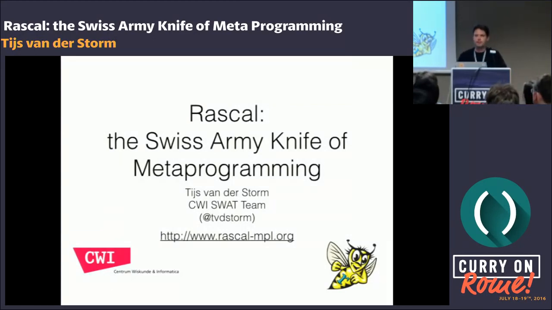My name is Tijs van der Storm. I'm a researcher at the Center for Mathematics and Computer Science in the Netherlands, CWI. I'm here today to talk about our programming language that we've developed over the last 7 years. It's called Rascal, and it's a programming language for metaprogramming.